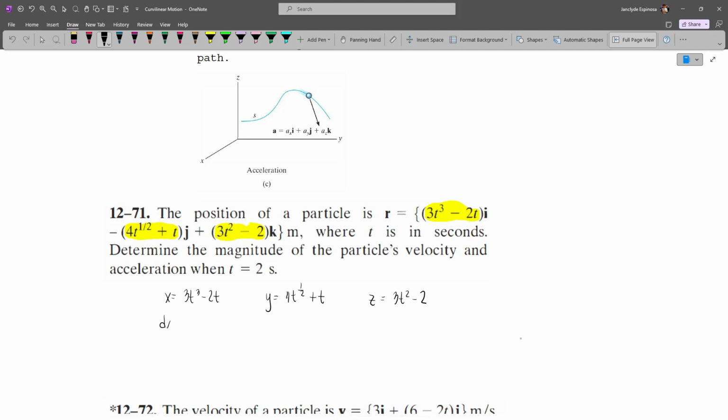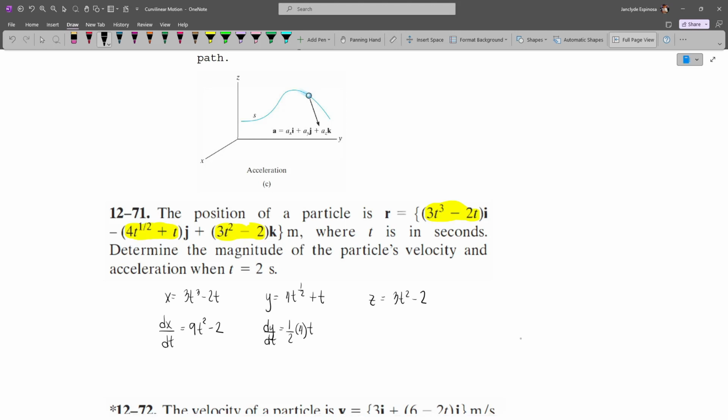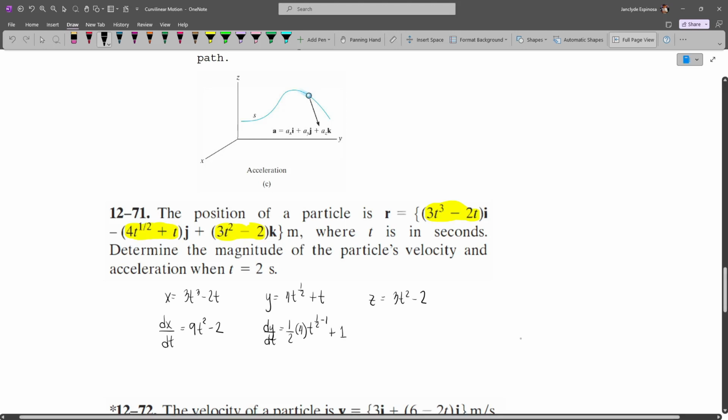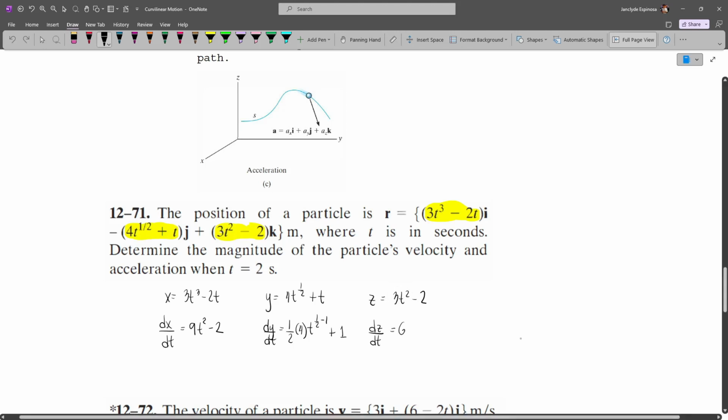So we have dx over dt is equal to, differentiating this, 3 times 3 will give us 9, and then 3 minus 1 will give us 2, so that will be our exponent. So 9t squared minus 2t will become 2. And then we have dy over dt, so let's multiply this to the coefficient, this will be 1/2 times 4 times t to the power of 1/2 minus 1, and then t will just become 1. And then finally, we have dz over dt is equal to 3t squared will become 6t, and then minus 0. Or let's just remove that.